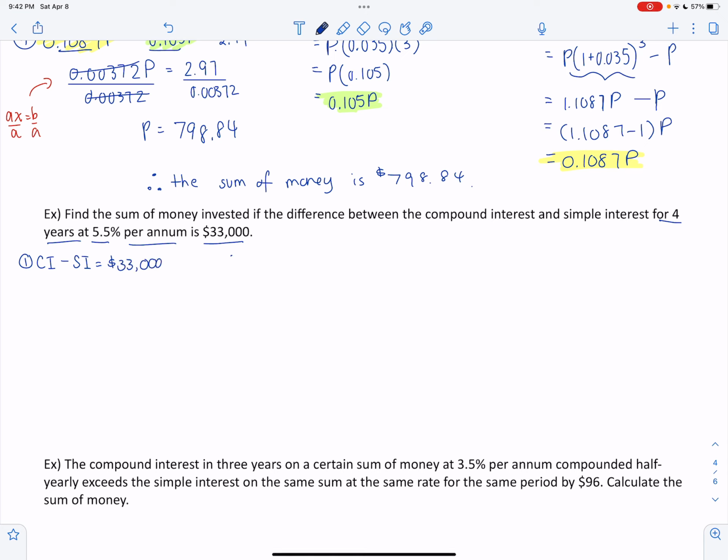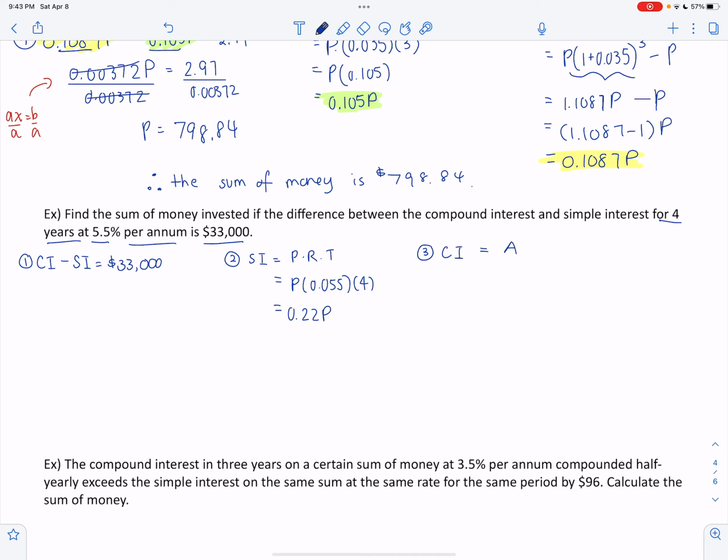Number 2, let's figure out our simple interest. P times R times T. Principal, I don't know. My rate is 0.055. My time is 4 years. Again, I don't have any compound here, so it's good. I am going to just use 1 for my compound. So 0.055 times 4 is 0.22p.